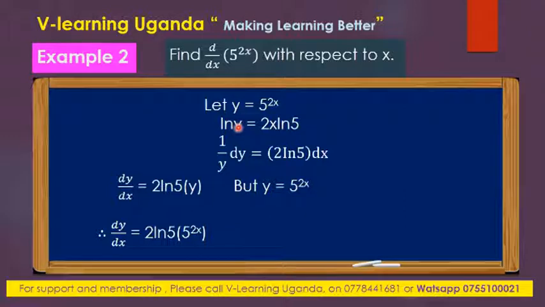Now differentiating both sides, ln y will give you 1 over y dy/dx for the left hand side. And on the other side, when you apply the product rule, we shall have 2 ln 5 dx. And then we need dy/dx, so we have to divide by dx on both sides. dy/dx will then equal 2 ln 5 times y. But y is 5 power 2x. So when you substitute for y as 5 power 2x, you get dy/dx, clearly, as you can see right there on the screen. That is our second example.